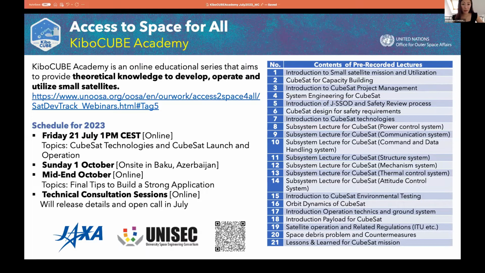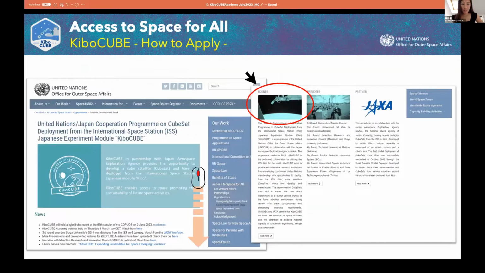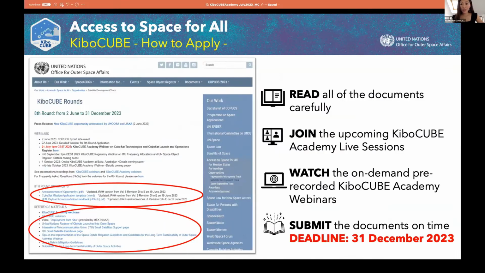Also, I want to mention about KiboCUBE. So as I said, the actual opportunity to deploy your 1U CubeSat from KiboCUBE is open for applications. So how to find the documents is you go to the Access to Space for All website. So basically you go to UNOOSA, Access to Space for All, and then you click on the satellite development track, and then you will find KiboCUBE under that. And basically, when you go to the KiboCUBE index page, you have to scroll down a bit and then go to the rounds page. And this is where you will find all the documentation you would need to apply to KiboCUBE. And basically there we will ask you to read all of the documents very carefully.